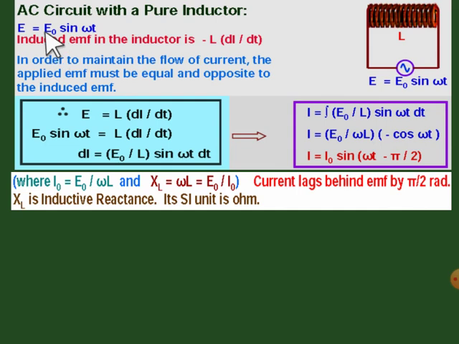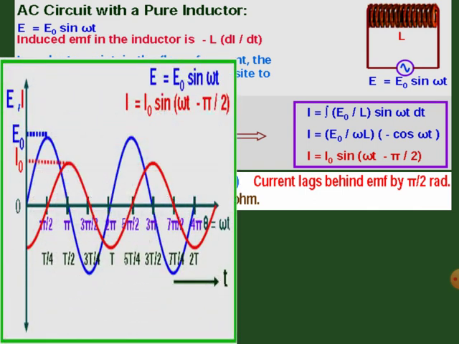So generally we said that in the case of an AC circuit containing a pure inductor, your AC instantaneous current lags behind that of the EMF by a phase of pi by 2. Let's try to draw this diagram and see how the lagging of this current from that of the EMF takes place. Or in other words, you can also say that instantaneous EMF leads the instantaneous current by a phase of pi by 2 radian in the case of an AC circuit containing an inductor.